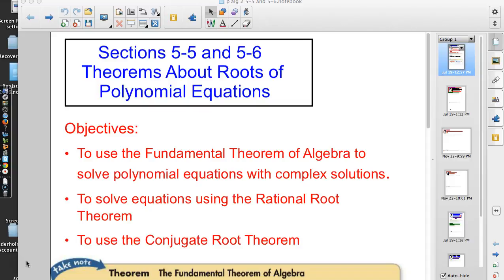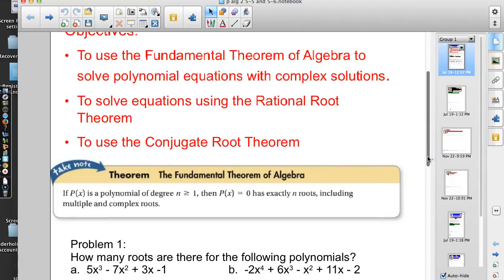Theorems about finding all the solutions, and solutions are also called roots. So we are going to use Carl Friedrich Gauss's fundamental theorem of algebra to solve polynomial equations with complex solutions. What that means is we're back to seeing some imaginary answers every once in a while. It's just going to happen. And we're going to solve equations using something called the rational root theorem. And we're going to use the conjugate root theorem. But boy, we are not doing all these things in one day.